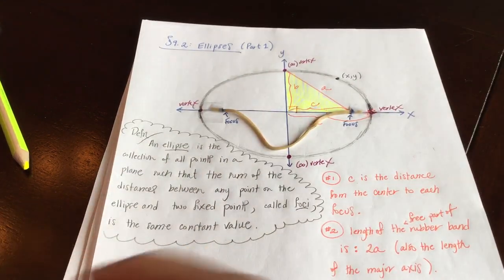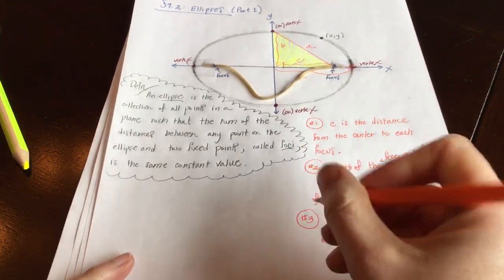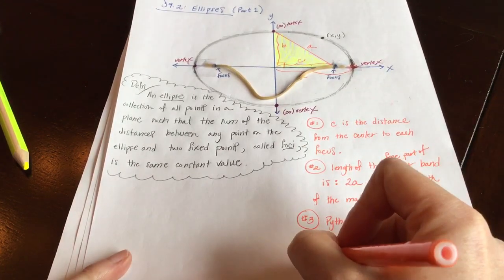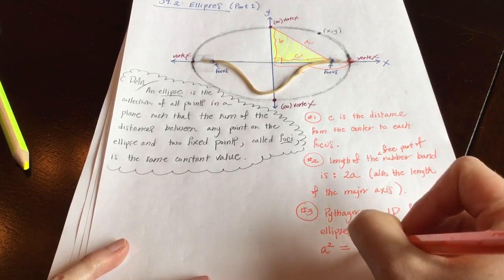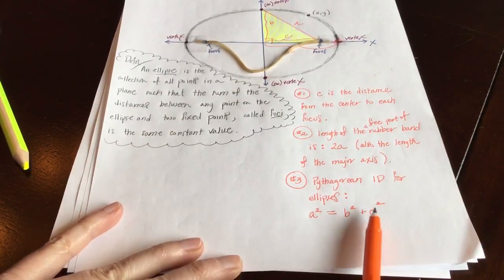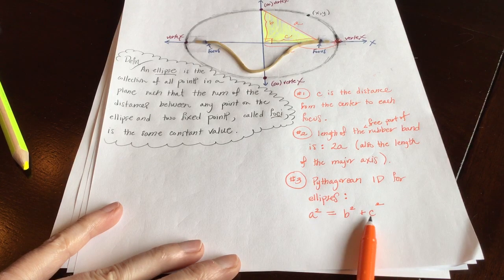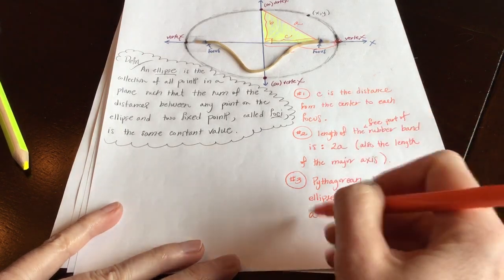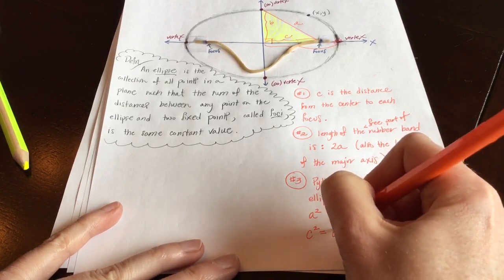So what would your Pythagorean identity be? What would the Pythagorean theorem say about that right triangle? It would say that a squared, which is the hypotenuse, would equal b squared plus c squared. And then typically we would isolate c squared for our purposes, because typically we're finding the location of the foci of the ellipse. So if you isolate c squared, you just subtract b squared over, and so c squared would be equal to a squared minus b squared.